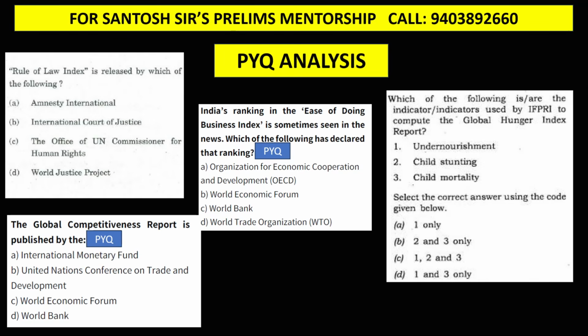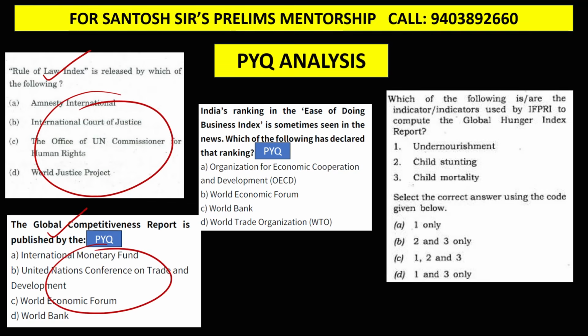One is direct question. They'll give you the name of an index, or they will give you the name of a report, and they will ask you the organization which publishes that report. The second type of question which they can give you is: what are the indicators which are used to prepare that index. You can see this question which was asked about the Global Hunger Index. So some reports we have to just prepare what is the organization, and some indices which are really important ones we have to prepare the indicators also.